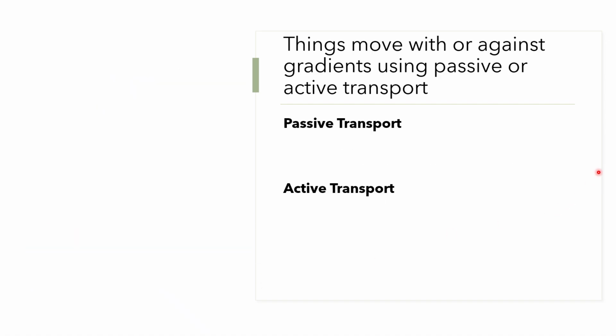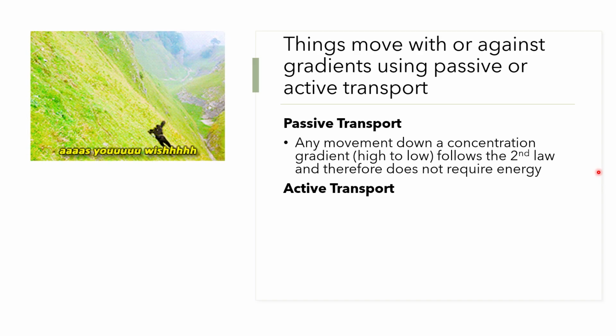Now, when we're talking about the cell and these concentration gradients, this is where it gets crucial. Things move with or against their gradient. They can either go down that gradient from high to low, or they can go from low to high. But that would require the input of energy. That would be like trying to put all of the oxygen in the atmosphere just in one little country, and then put all the nitrogen in another country, something like that. So passive transport inside a cell is where any movement follows the second law of thermodynamics. That's why it's passive. It does not require energy.